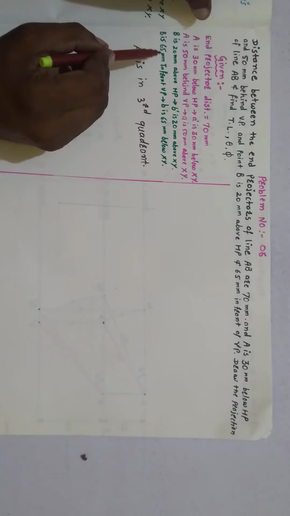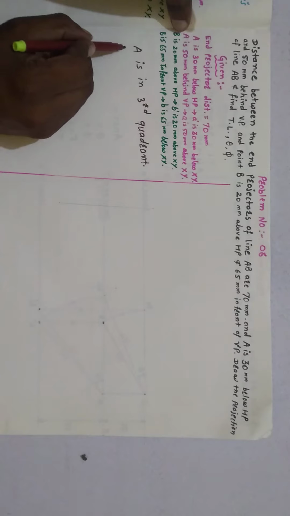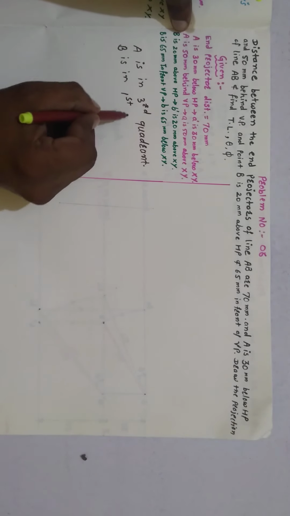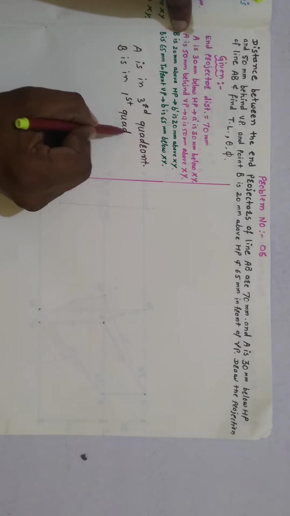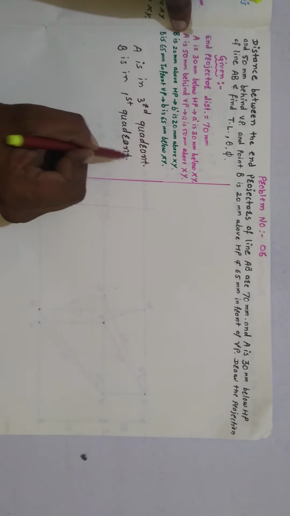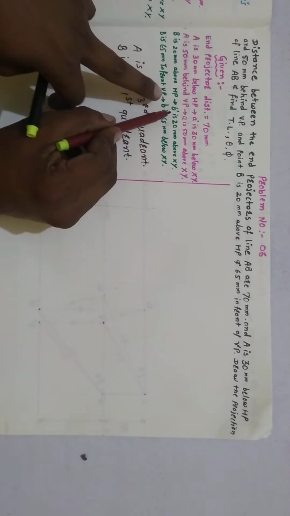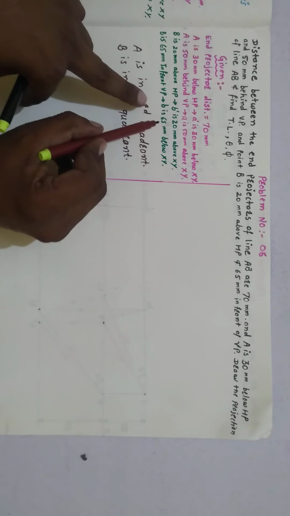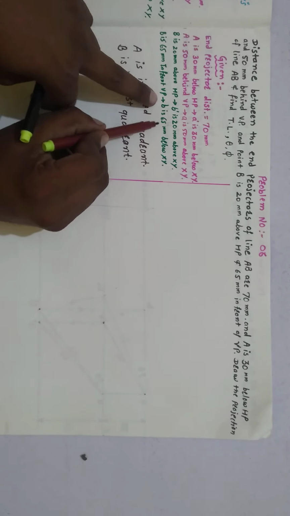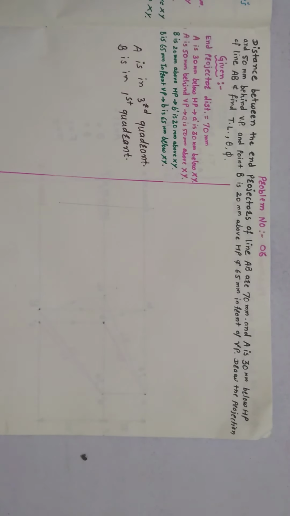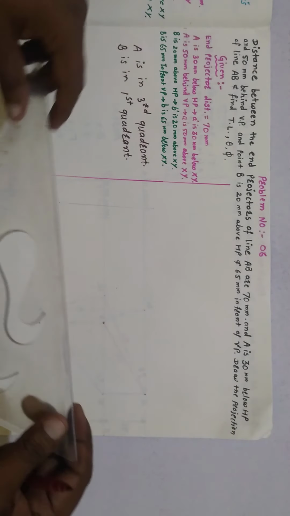And the location of point B is given, that is 20 mm above HP and 65 mm in front of VP, so point B is in the first quadrant. So we have to draw B dash above the XY line, and point B we have to draw 65 mm below the XY line. So let us start to draw this problem.